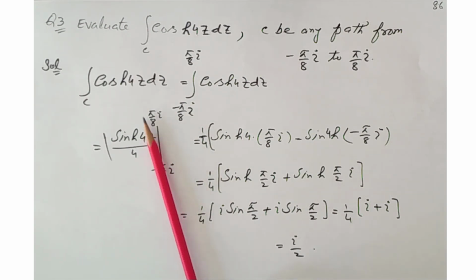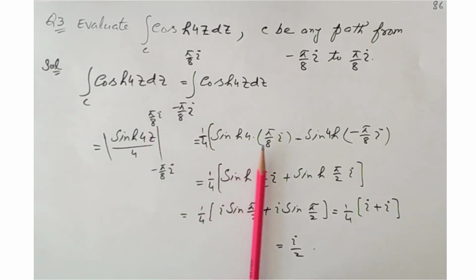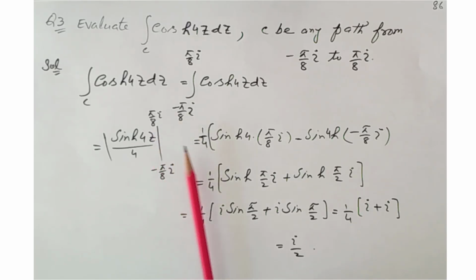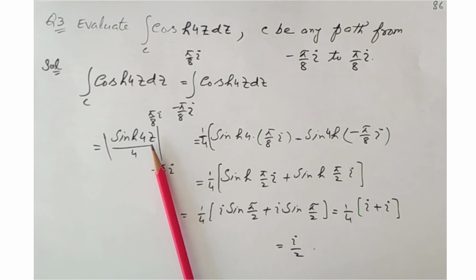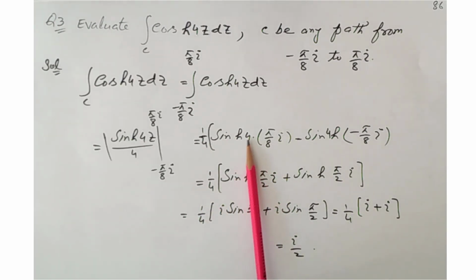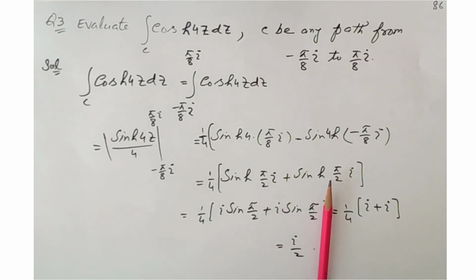In place of z we put πi/8 here. Here we put the upper limit πi/8, and also here we put the lower limit -πi/8. This becomes minus sinh 4 times minus πi/8. This is 1/4 sinh of π/8, and the 4s will cancel. It will become πi/2, and this also becomes sinh πi/2.